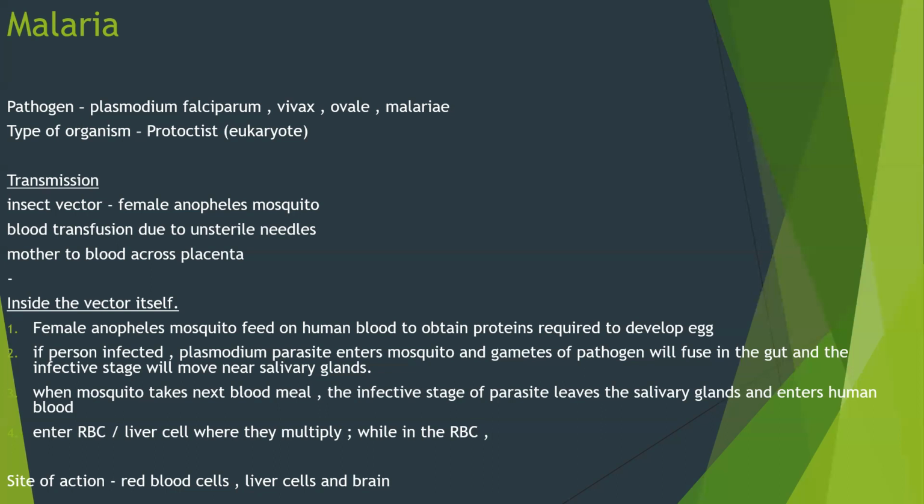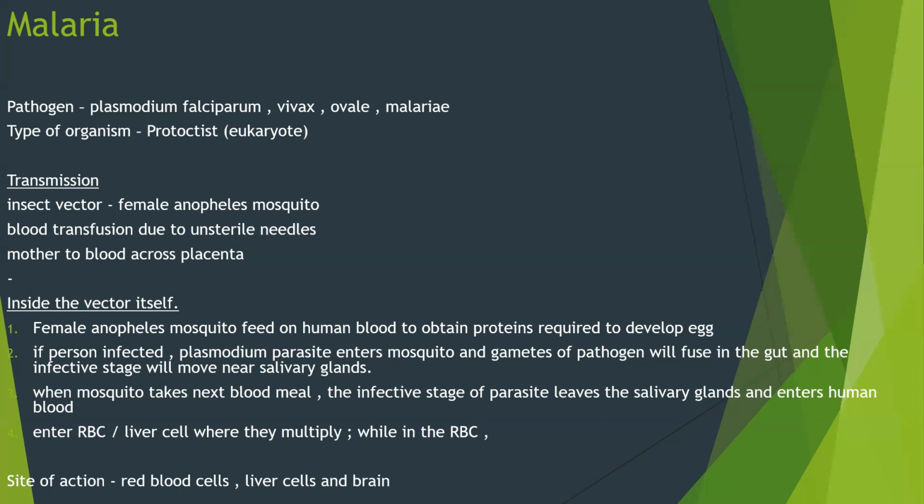It needs to move to the salivary glands because near the salivary glands is where the blood meal happens, right? That's where they take the blood in. So that's where the exchange will occur. Then the mosquito will take its next blood meal, and the infective stage will leave the salivary glands and enter the human blood.